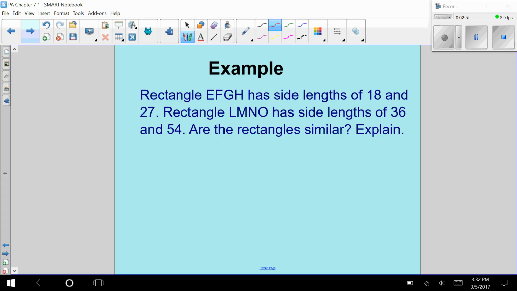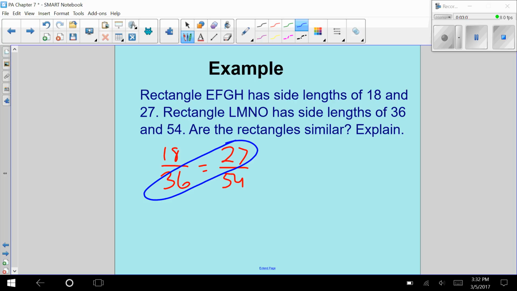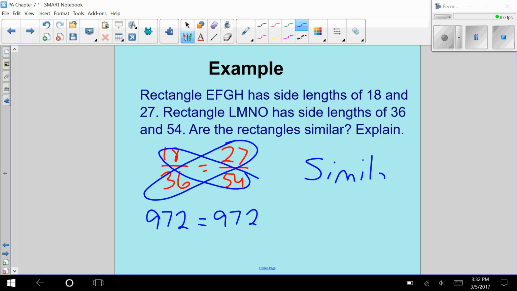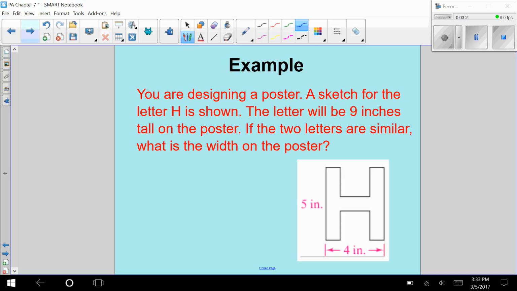Now we check the ratios of the sides. 18 would go with 36, since they're both the shorter sides. And 27 would have to go with 54. Check our cross products. 36 times 27 is 972. And 18 times 54 is 972. These are equal, so they are similar because angles are the same and corresponding sides are proportional.